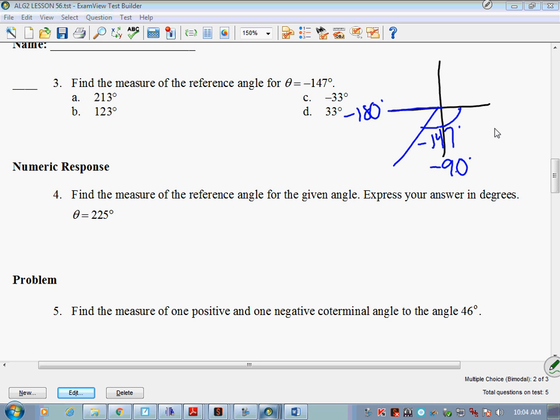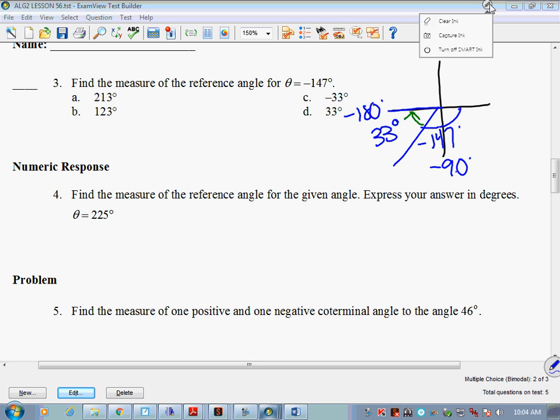Okay, I want to know how many degrees it is from there to there. So what I can do is I can take, what, negative 180 plus 147, find out what the difference is. Negative, well, okay, so you're getting, but is my reference angle ever negative? No, I should give me a positive 33 degrees. Positive 33 degrees. Okay? Reference angle is always positive.